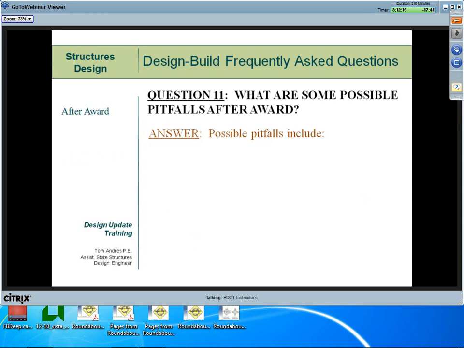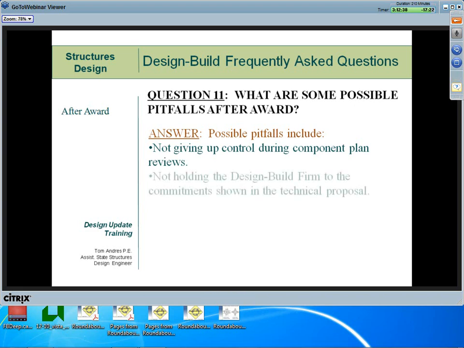Question number 11. What are some possible pitfalls after award? Two biggies are not giving up control and not holding design build firms to the requirements of the RFP or commitments made in the technical proposal. Certainly, it is important for all phase reviewers to review the component plans for conformance with the RFP, but also per the proposal. On the point about giving up control after award, I already covered the new policy for making phase review comments in the ERC system, which I think will help.